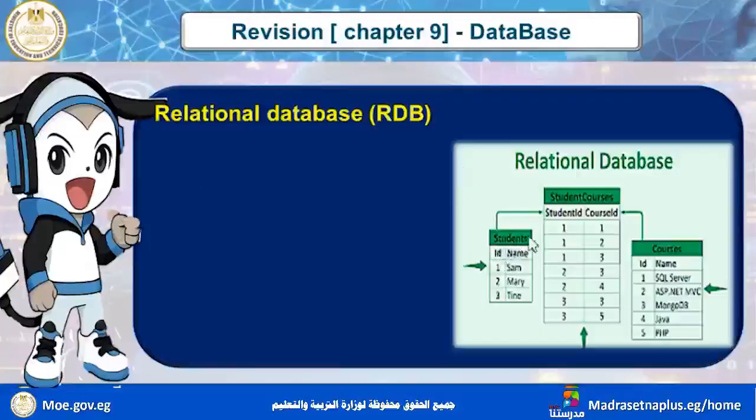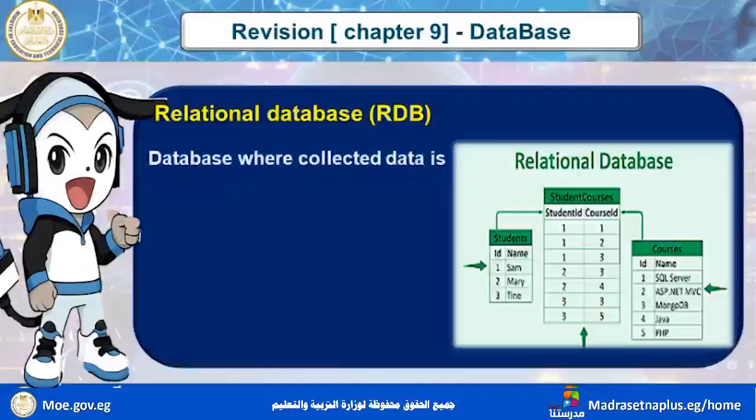The ID field here refers to the student ID field in this table. And in this table we have ID and course ID. Course ID is repeated here because it is used to connect these tables together. So the students table and the courses table are connected indirectly.